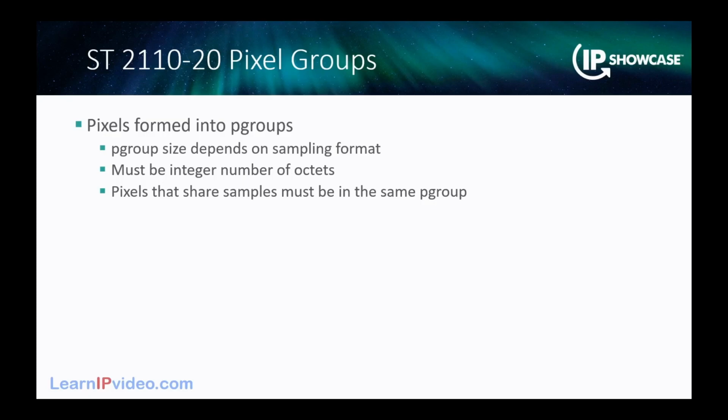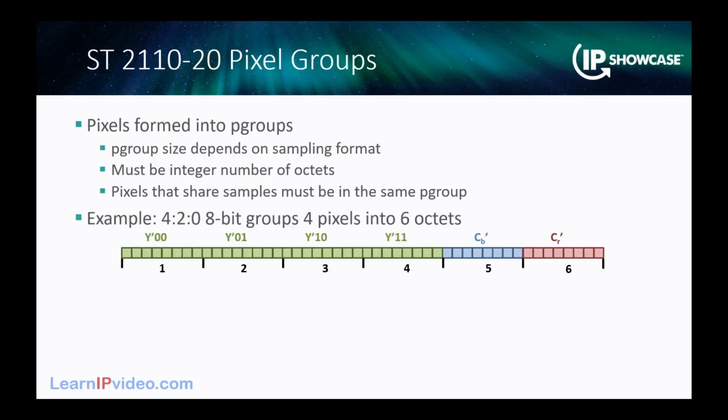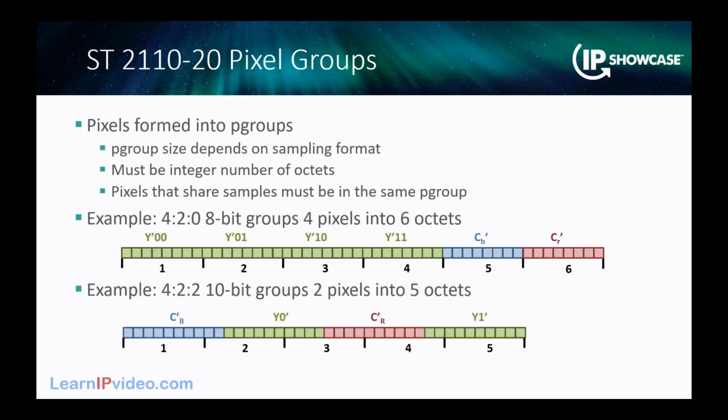You form groups of pixels that have an integer number of octets, and all the pixels that share the same samples must be in the same P group. So if we were doing 420 8-bit video, we would have 4 luminance samples, 1 blue color difference and 1 red color difference in the same P group. 422 10-bit, which is what we use in SDI all the time, would have a blue color difference sample, 2 different luminance samples, each one of those being 10 bits, and then a red color difference sample. So those are the fundamental building blocks that we use to make our 2110-20 packets.